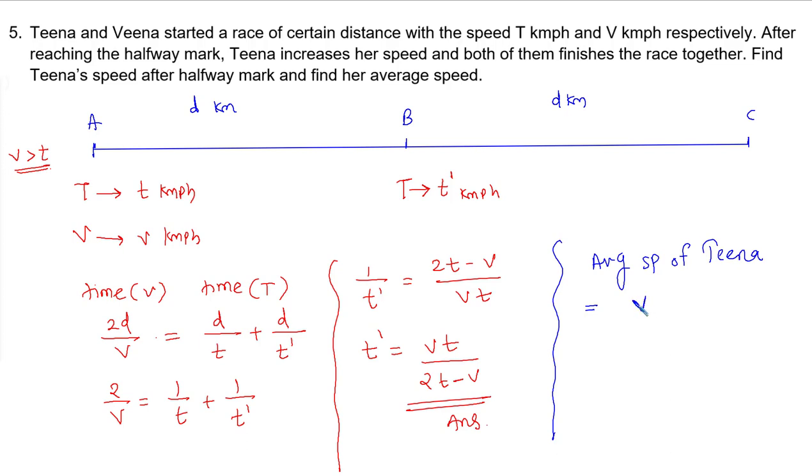And the average speed of Veena is how much? v kilometer per hour. Veena is not going to change her speed in between. So the average speed of Tina is as good as the average speed of Veena, that is v kilometer per hour. These are our two answers.